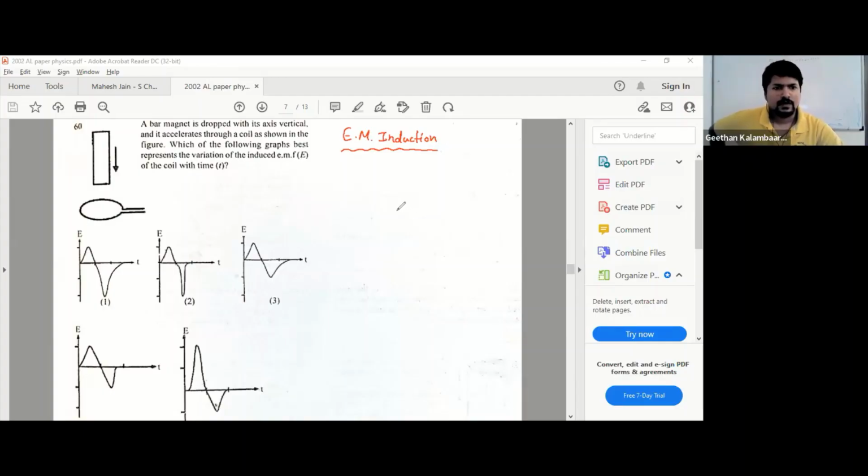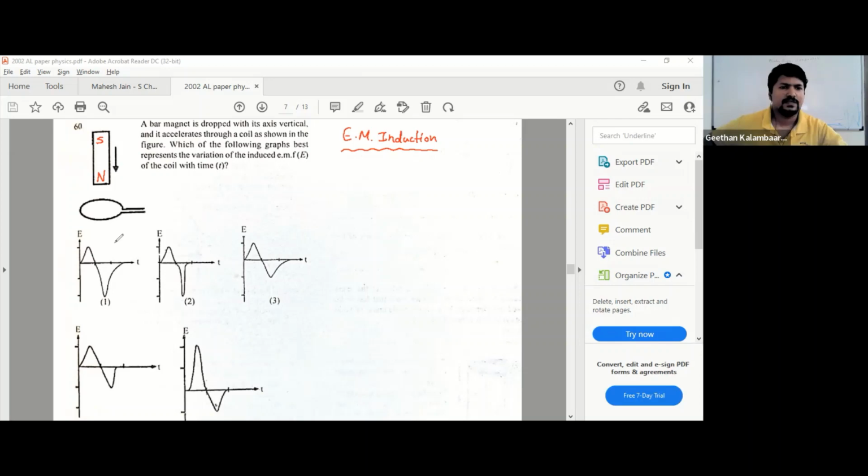So what happens now? We are bringing a bar magnet. Let's call this part S, this part N and S. Likewise, we just call them N and S. So what you can see here is that when you drop the bar magnet, the bar magnet comes down.